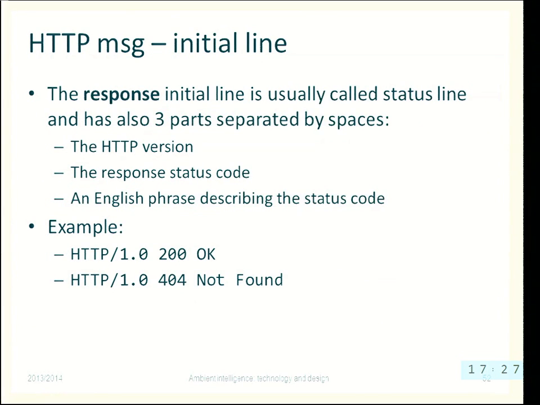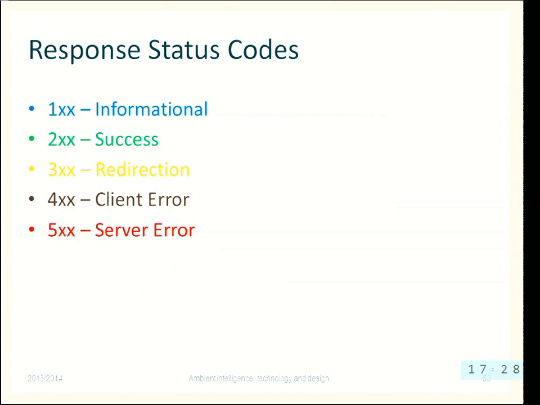About the response, the response also has three parts. The initial line is very simple: protocol version, status code. The status code is repeated twice. The first time in a numeric way, as a number of three digits, and the second time as a string. The string is easier to read, but of course the browser will always use the numeric version because it's easier. In the first line you have the status of your request.